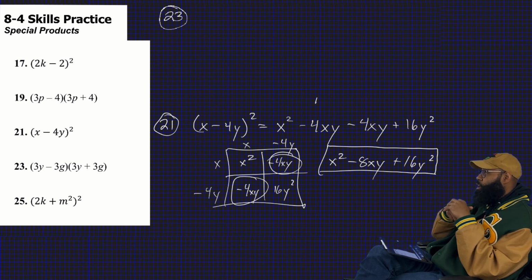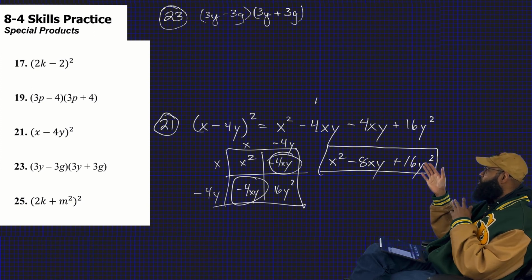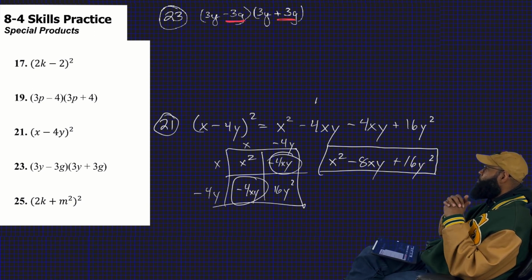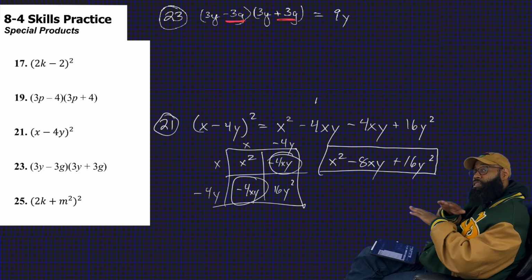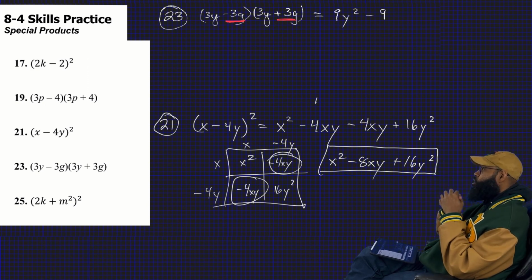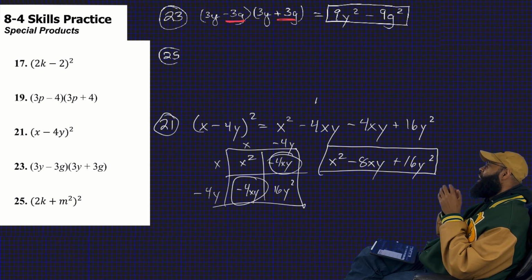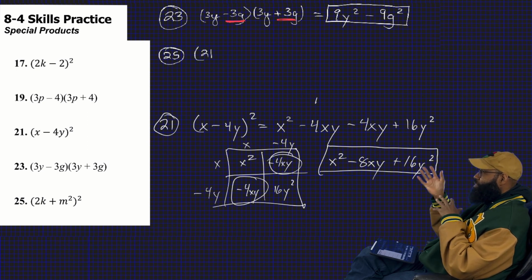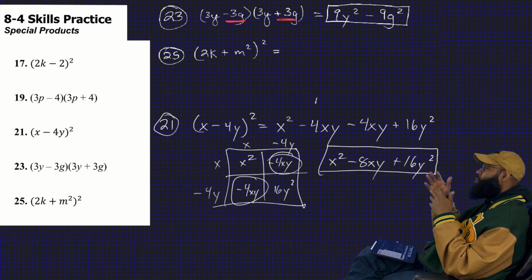So for 23, again, that's a binomial times a binomial. 3y minus 3g, and then 3y plus 3g. So we saw this earlier with our second terms being opposites. That's going to cause them to cancel each other, right? So the first term, 9y squared. Oh, I got it right this time. 3 times 3, 9. Okay, and of course, the last term in that binomial. So 25, pointing out what I was saying before.